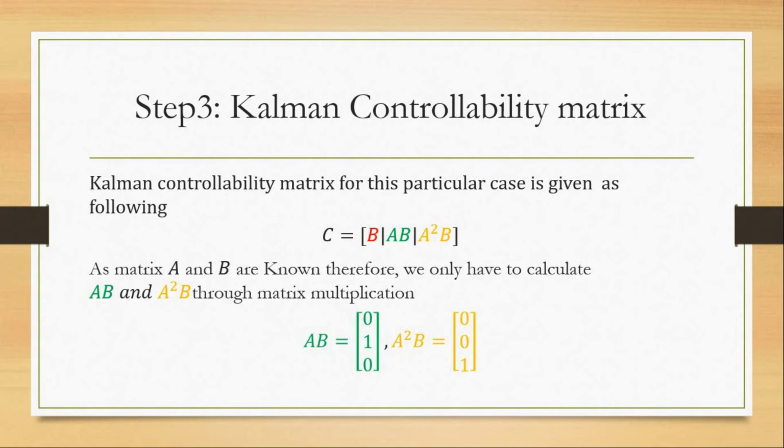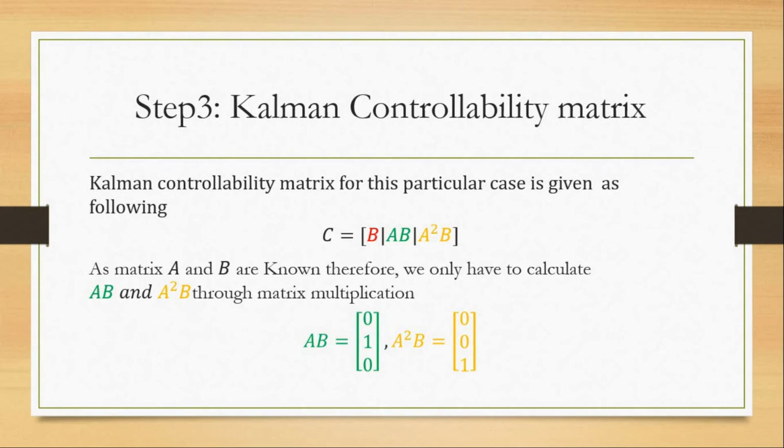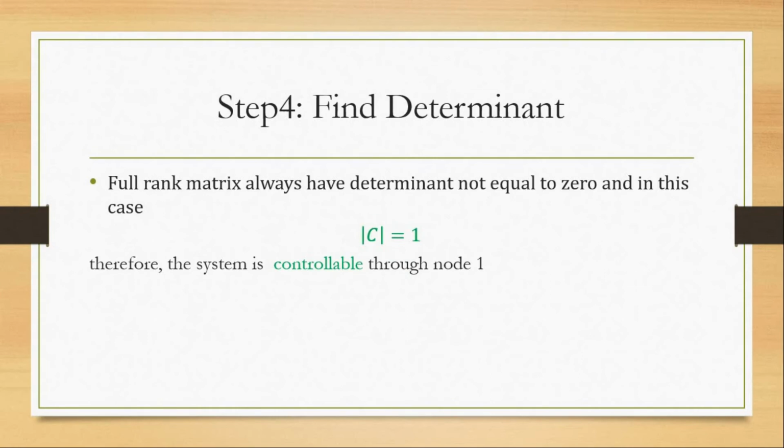Kalman controllability matrix for this particular case is given as C is equal to B augmented by AB and A square B. When we multiply this matrix A with this vector B, we will get AB is equal to 0 1 0 and A square B is equal to 0 0 1. If we augment these three vectors B, AB and A square B, we will get 1 0 0, 0 1 0 and 0 0 1. That is the Kalman controllability matrix. So the full rank matrix has the determinant not equal to 0 and in this case the determinant of C is equal to 1. Therefore this system is controllable through node 1.